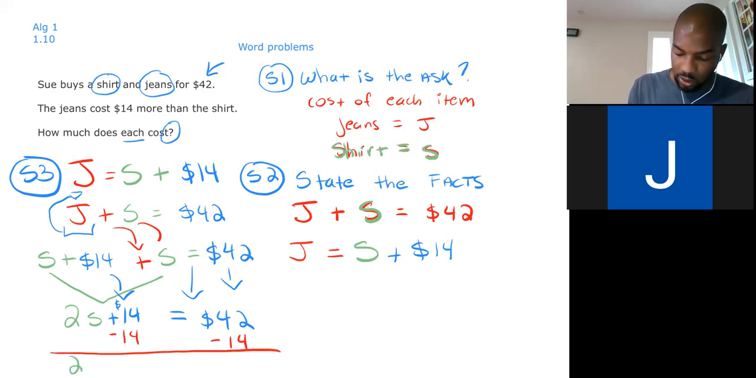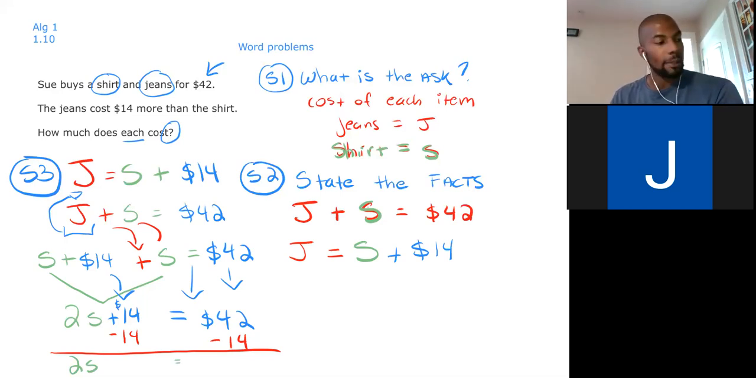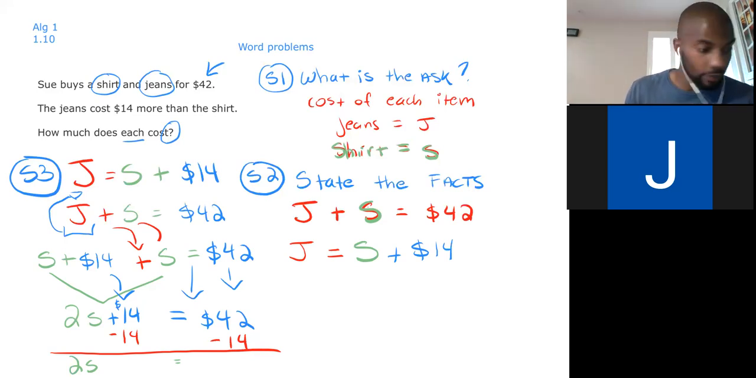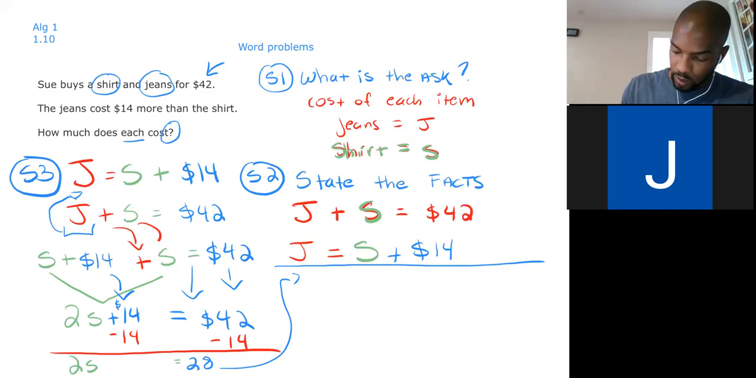So now I have 2 times the shirt value is going to be equal to this new total, which is 42 minus 14. 42 minus $14 is what? 32. 32 minus 2 is 30, minus another 2 is 28. So $28 is equal to 2 times the value of the shirt. I'm going to rewrite that over here. So 2 times S is equal to $28.